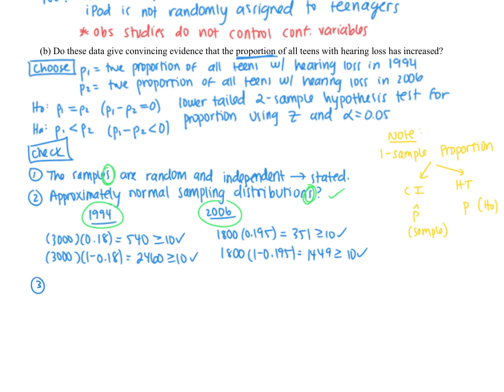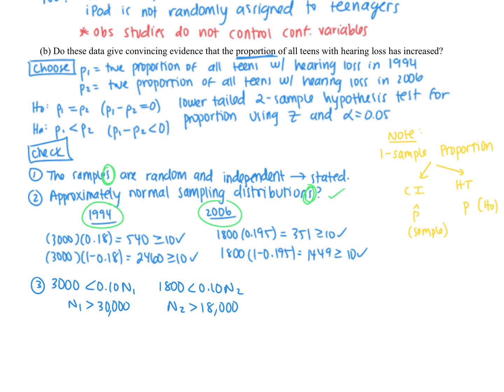Okay, so the 3,000 needs to be less than 10% of the first population size. So that is big N1. So our big N1 has to be greater than 30,000. And then our 1,800 has to be less than 10% of our second population, big N2, which means big N2 has to be greater than 18,000.